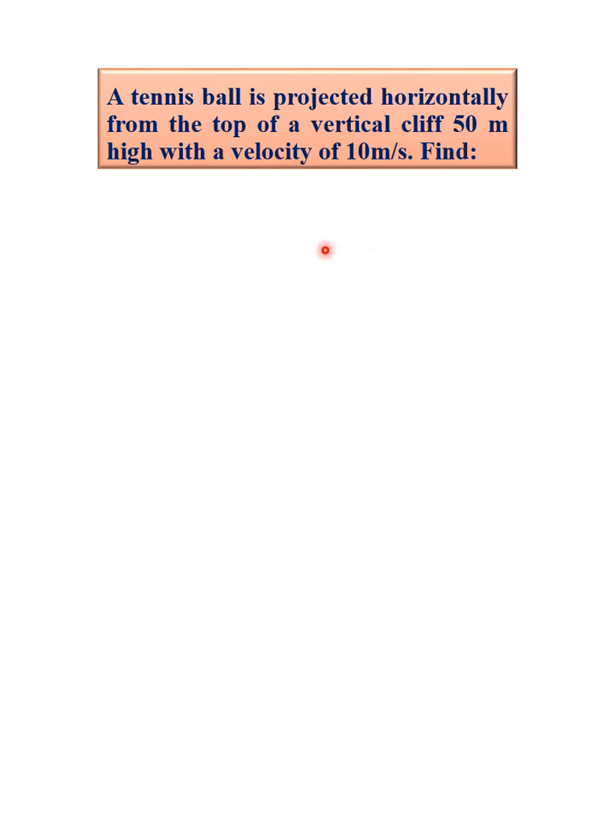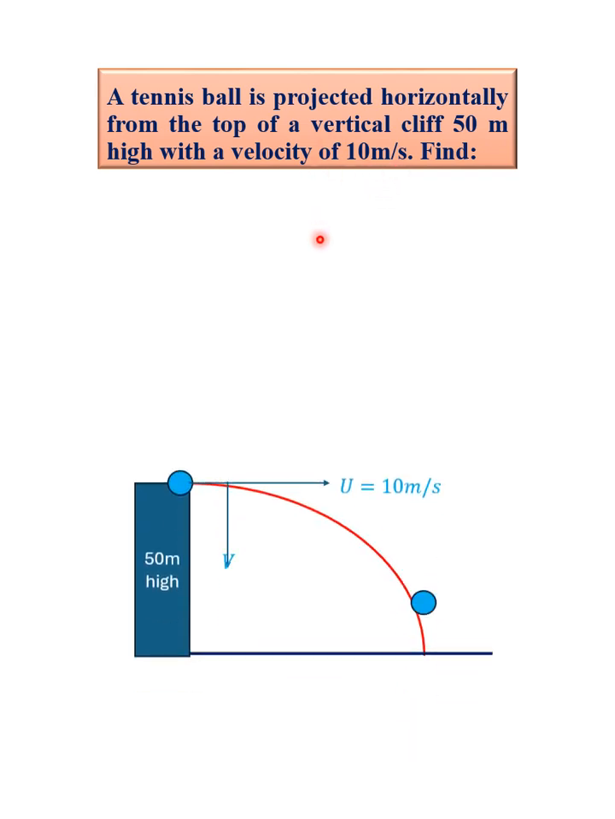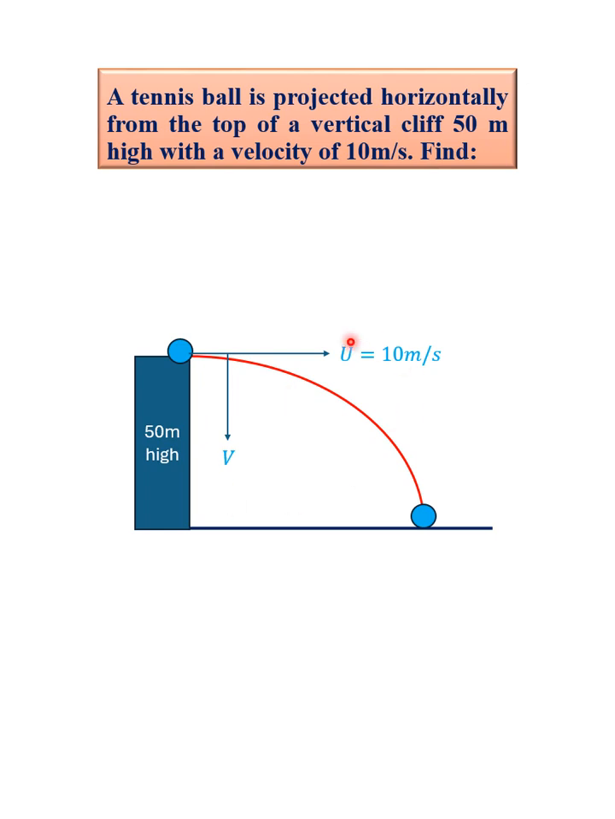Hi guys, we have a question here that says a tennis ball is projected horizontally from the top of a vertical cliff 50 meters high with a velocity of 10 meters per second. Let's represent this information in form of a diagram. So this is what the information is all about.